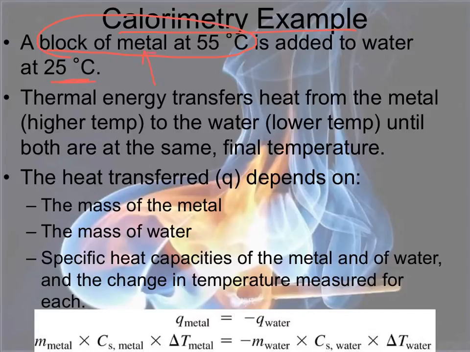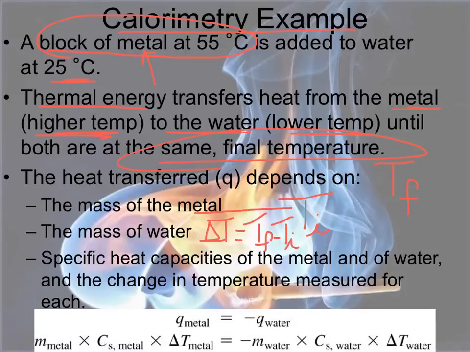So you add this block of metal to water, assuming you're adding it in a calorimeter, an insulated container, and you need to realize that the thermal energy, or the heat, will transfer from the metal, because it's at a higher temperature, to the water, which is at a lower temperature, until both are at the same final temperature. I will call final temperature T sub F, as opposed to initial temperature, which is T sub I. Now, delta T, the change in temperature between the two, would be T_F minus T_I. So keep that in your back pocket.